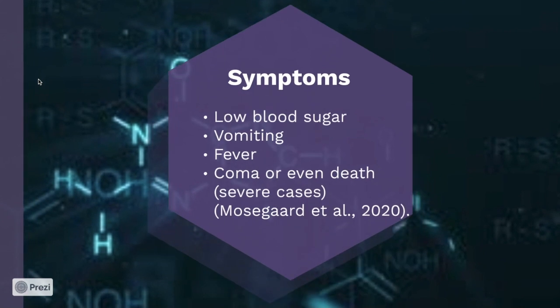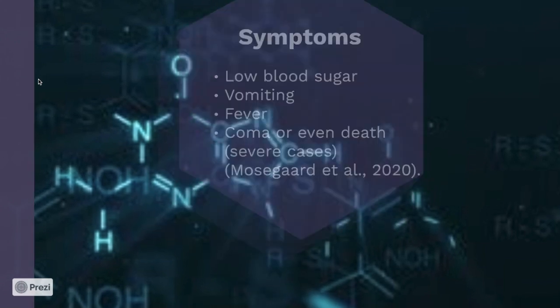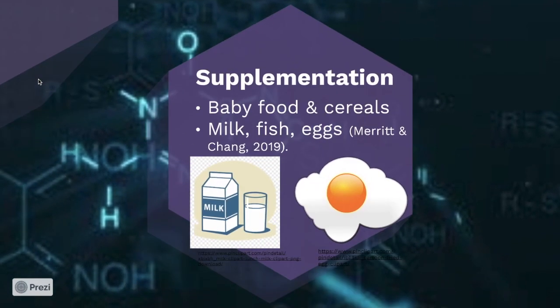Symptoms of MCAD deficiency include low blood sugar, vomiting, and fever, which can be worsened by prolonged fasting periods. However, riboflavin supplementation can help improve MCAD deficiency. Riboflavin is also added to baby foods and cereals, while other sources include milk, fish, and eggs.